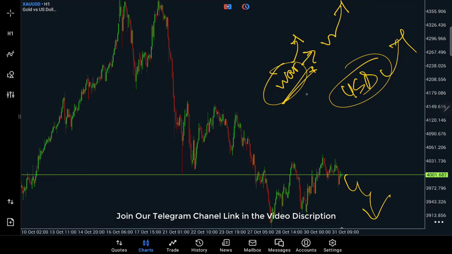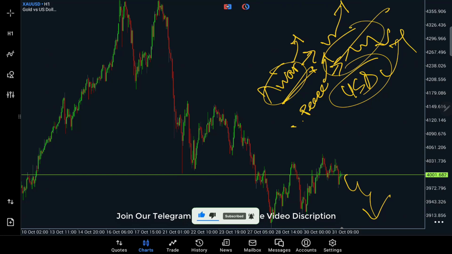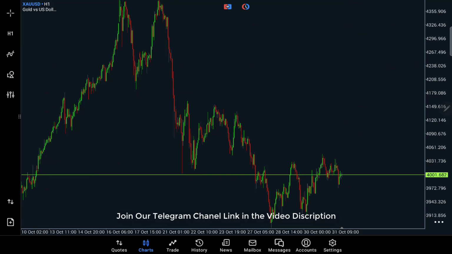Okay, and if there is peace, that means wars are reducing or peace is increasing, that means gold is going down, because in that case the United States dollar gets more stability and gold goes down. You have to keep your concern on those two things also. So let's check some few possible movements for gold.